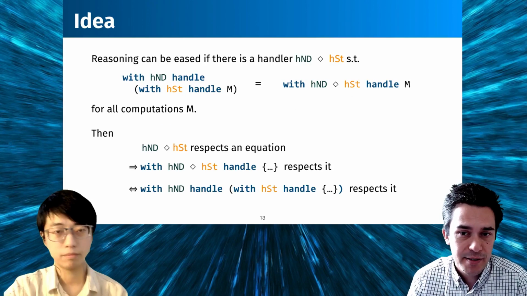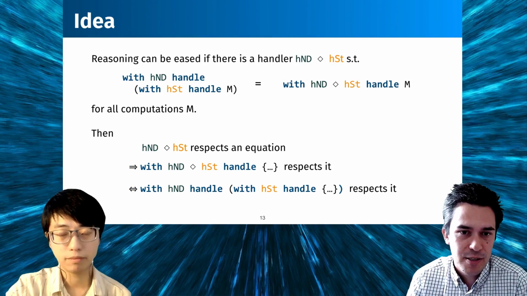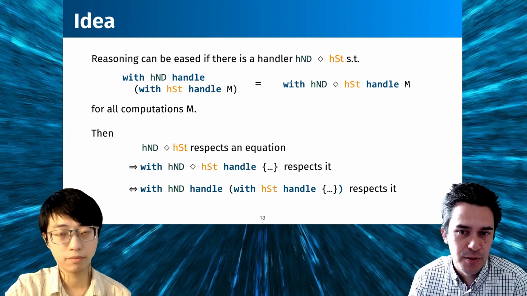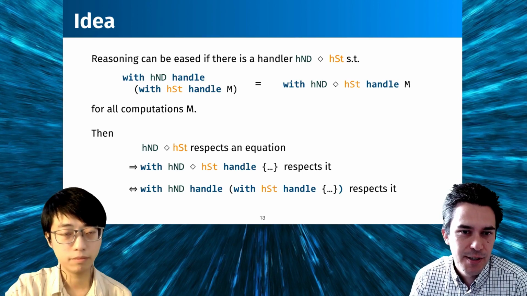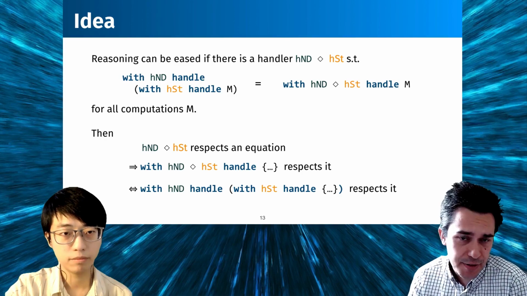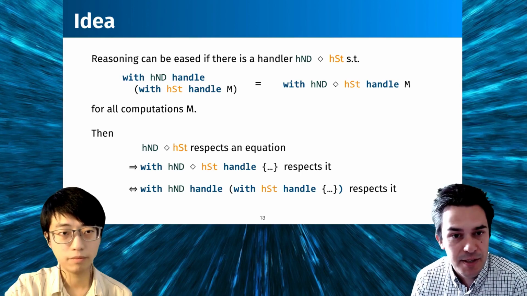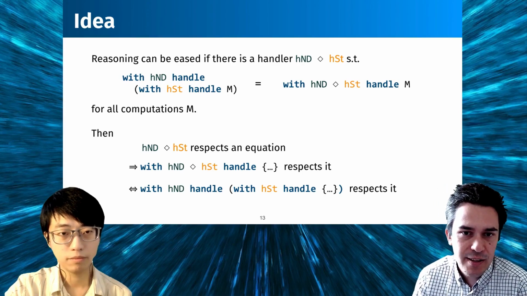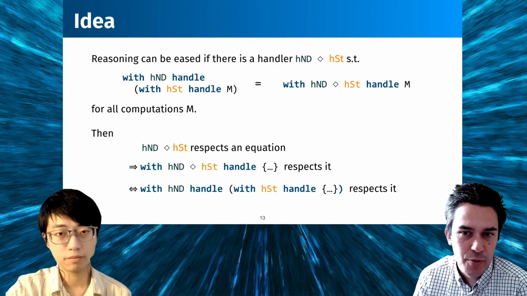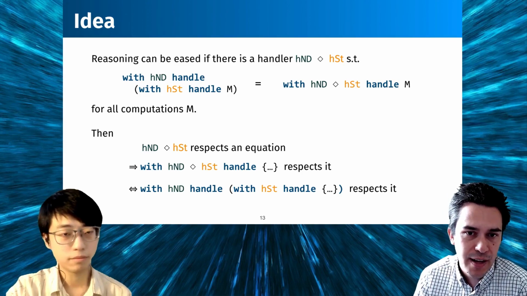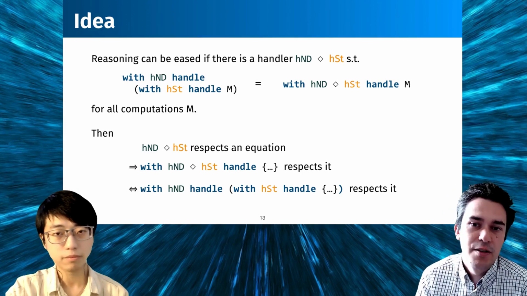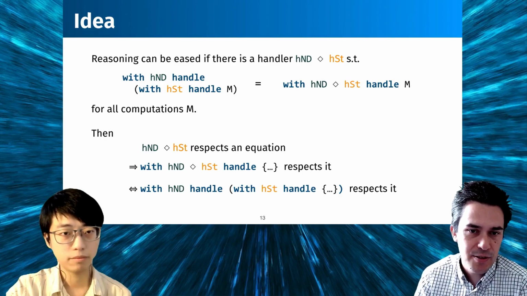Since handling is semantically a fold, some techniques from the program calculation community may be useful. They're very good at working with folds. In particular, I'm thinking about fold fusion. In this context, it means that if we can find some handler, call it HND diamond HST, such that handling with HND composed with handling with HST is equivalent to handling with this fused handler, then we can reason about the fused handler as a surrogate.